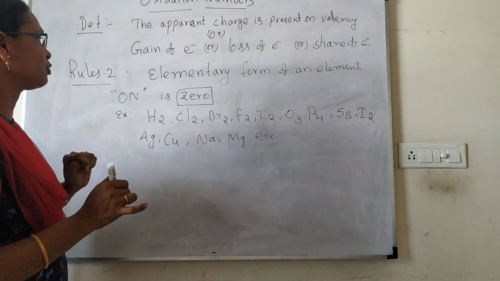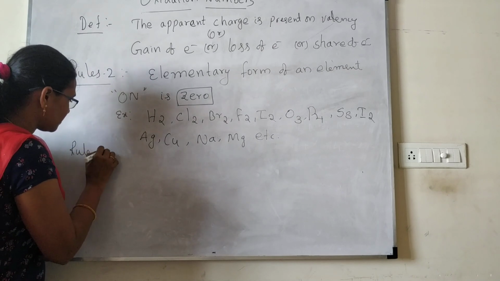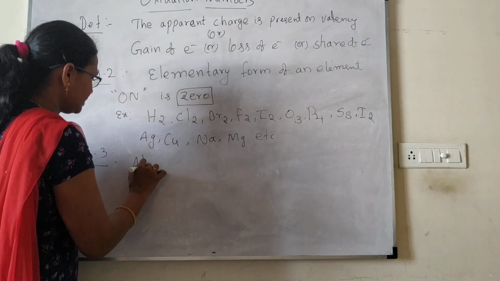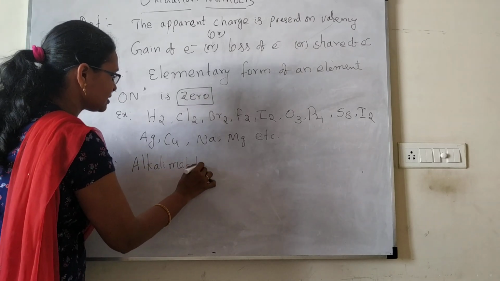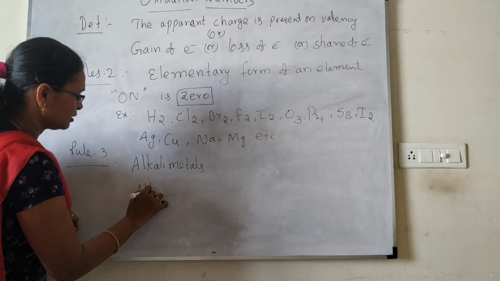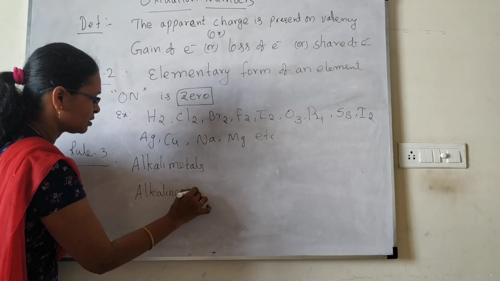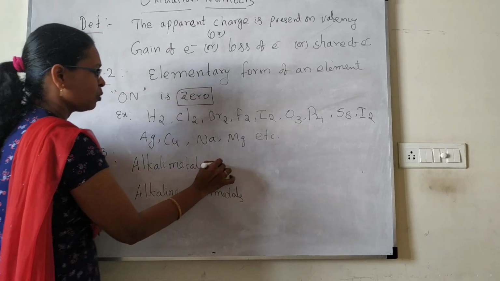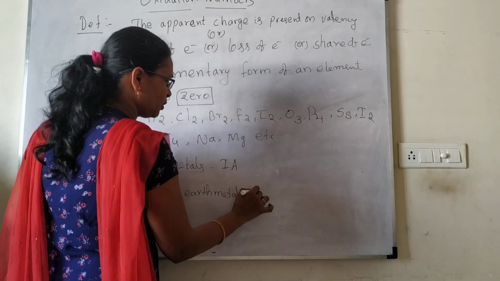You should remember this one when you are solving the redox reaction. Next, rule 3. Like 1A group elements, alkali metals, alkaline earth metals. So alkali metals, what we will say here? 1A group elements, right? And here 2A group elements.